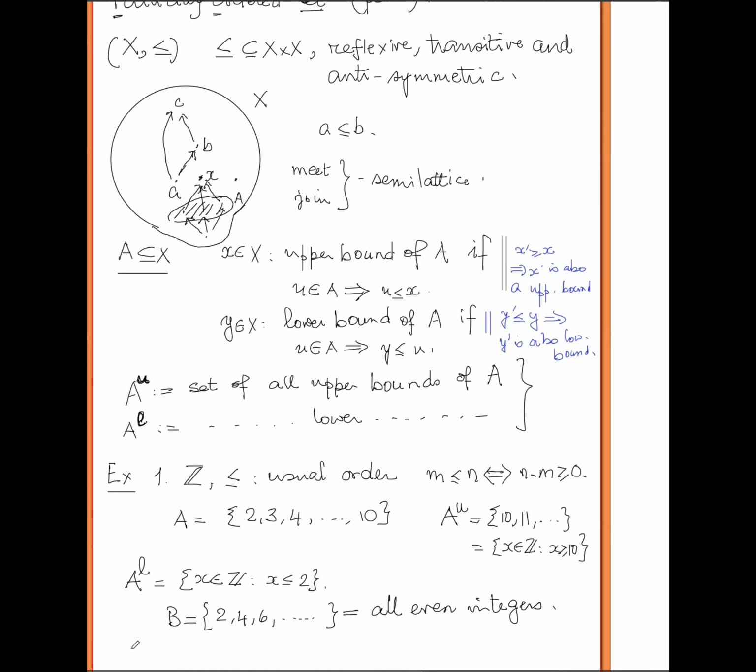So what is the set of all upper bounds of this? And what is the set of all lower bounds of this? Yes, Xander? So will the set of all upper bounds be empty? Correct. It has to be empty. Why?